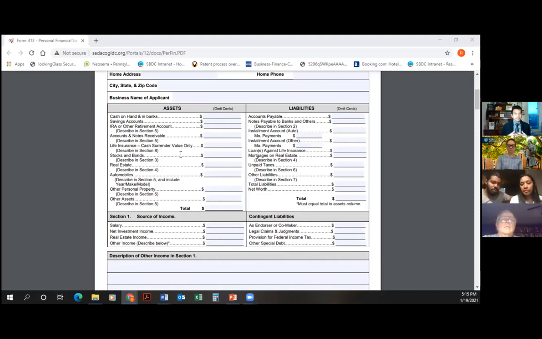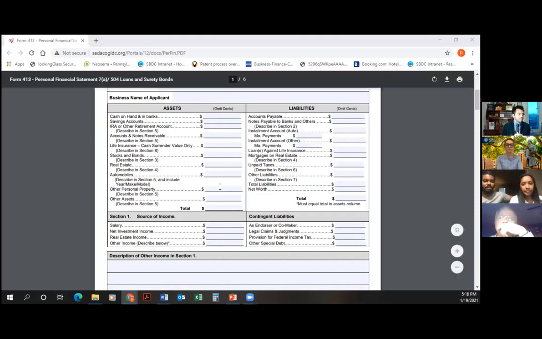This is just to give the lender an idea of what your net worth is going to look like once you take into consideration your liabilities, which is on the right side of this document. What your loan obligations are, what you might have in credit cards, things of that nature. If you have something like unpaid taxes, those are all considered liabilities, all right?